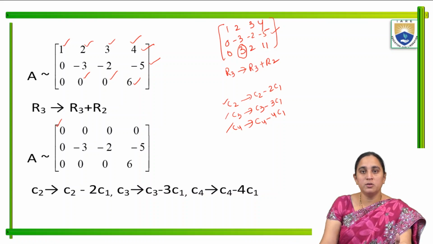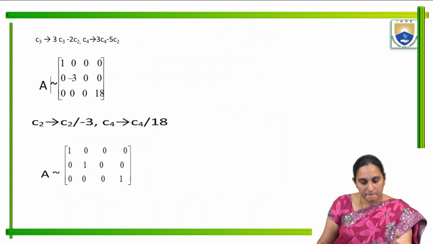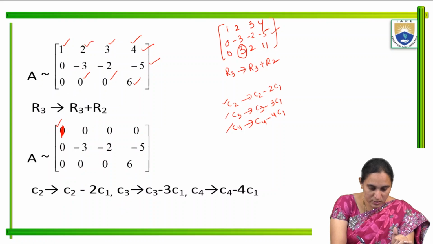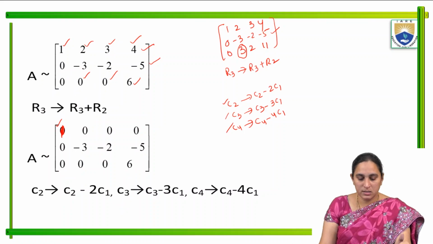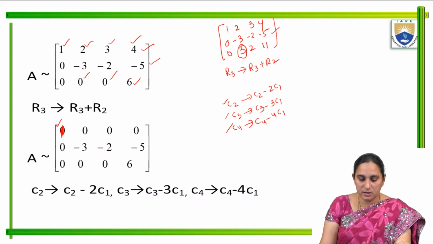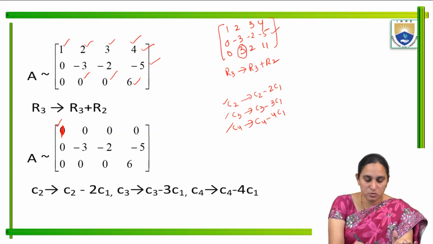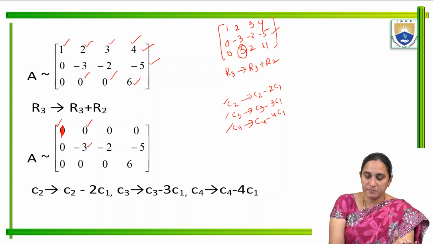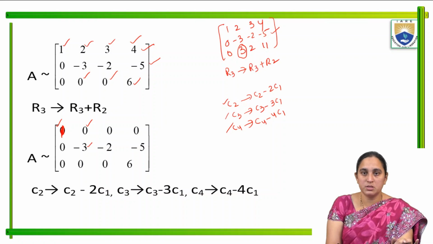Then directly write down, that is 1, 0, 0. Yes, this is 1, 0, 0. And the next column with respect to C1, that means 2 minus 2, 0. Next, minus 3 minus 0, minus 3. The next, 0 minus 0, 0.